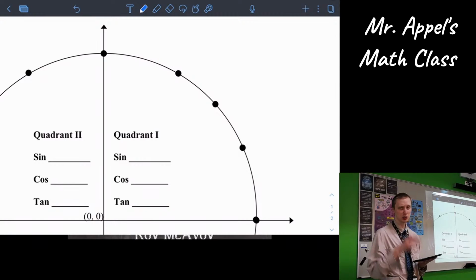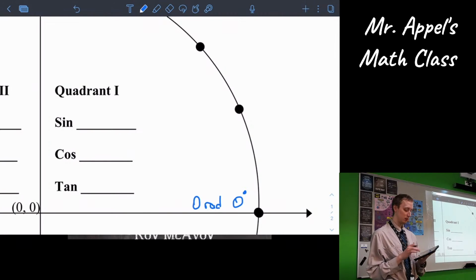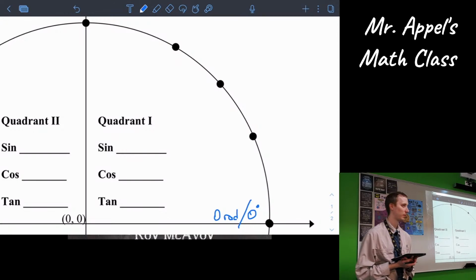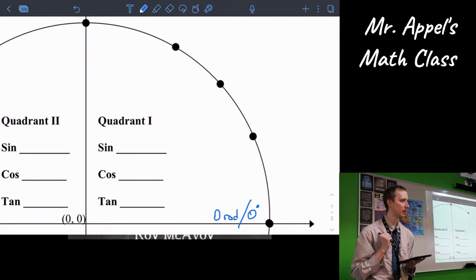Where are those points? I'm going to start with the angles. On the positive x-axis in quadrant 1, this is 0 degrees. And it's also 0 radians. That looks like a big fat O. Let me see if I can make it a C in here. 0 rad / 0 degrees. Okay. I'm going to put my angle measures on the inside of my circle. Okay.